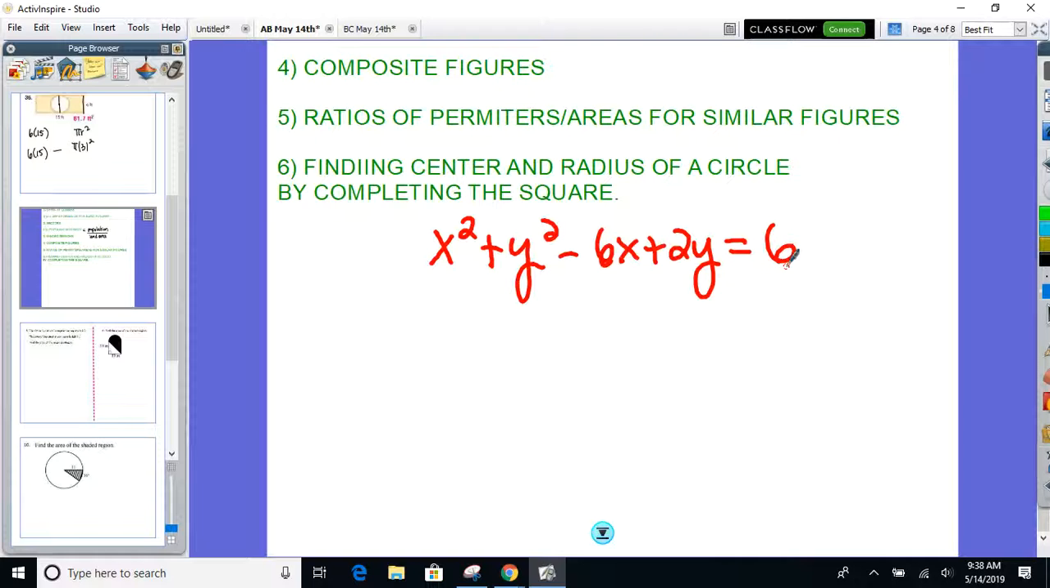Okay, there you go. There's a circle equation. What's the center and the radius? Thank you, Emma.